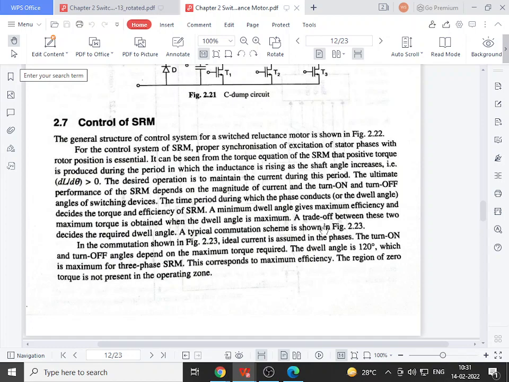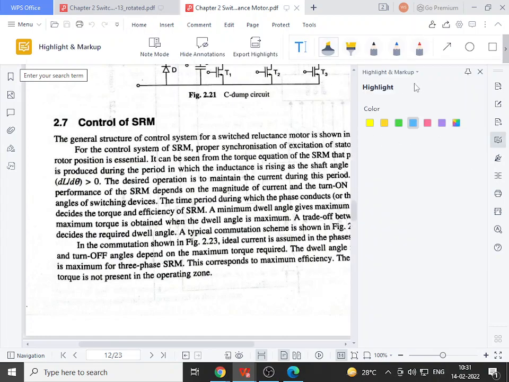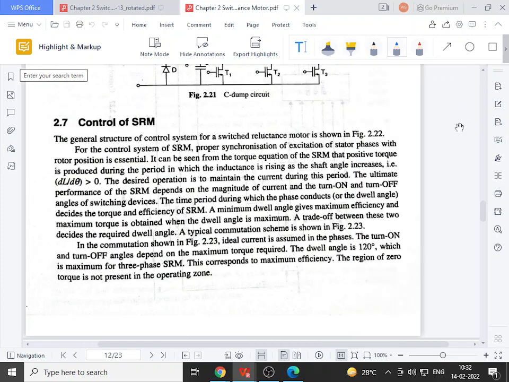So the entire working of SRM, that is nothing but entire torque development in SRM, depends upon the variation of stator phase inductances. Okay. So whatever torque is developed, in the torque equation it is clear that the positive torque is generated only when there is a rise in inductance. So the positive torque is generally developed when the inductance is rising as the shaft angle increases, and this is nothing but dL by d theta, that should be greater than 0.